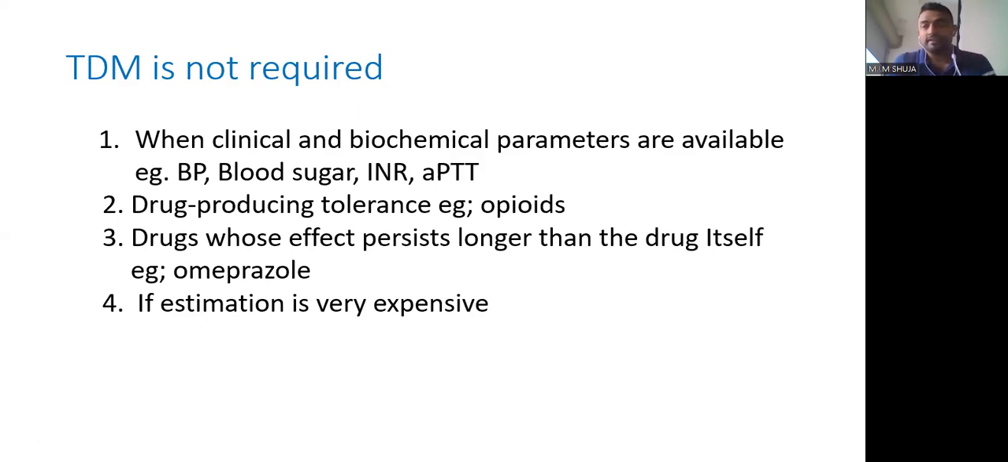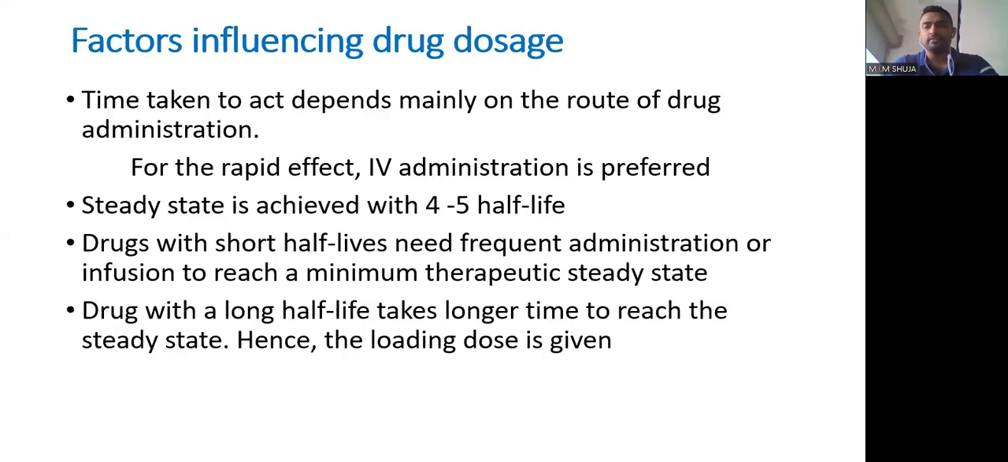And there are instances where you don't need therapeutic monitoring of a drug. So when there is a drug producing tolerance, even though you give more concentration of the drug, the effect will be reduced with time. So few indications, just go through. Then very important things: what are the factors influencing the drug dosage?